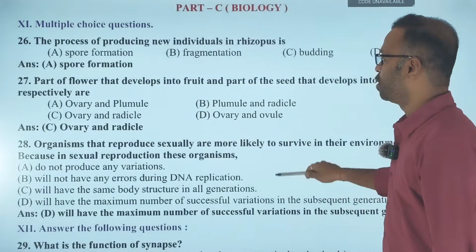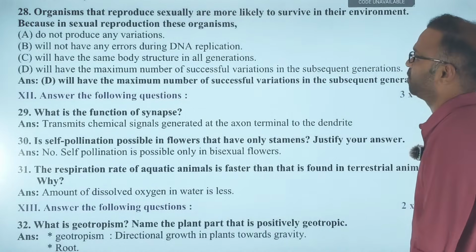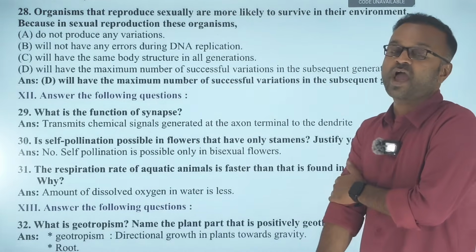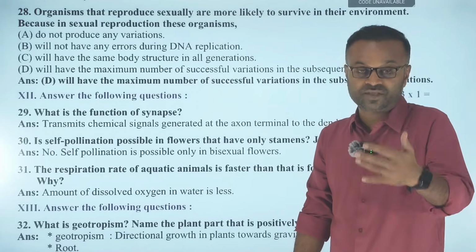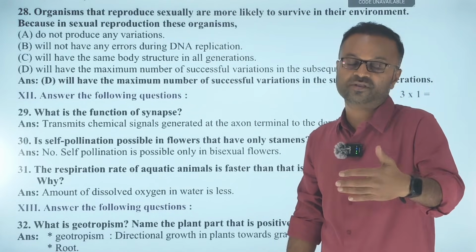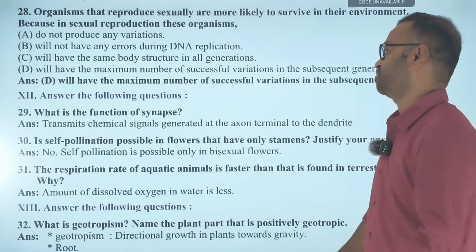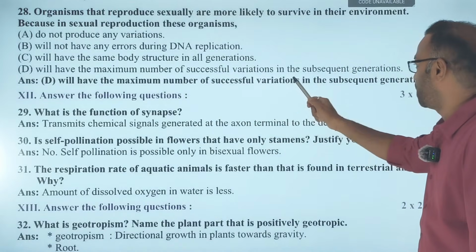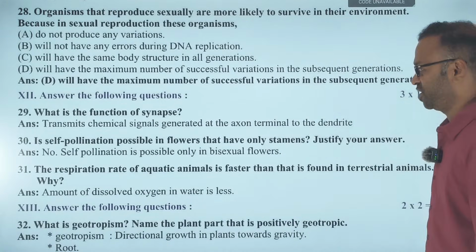Next question. Organisms that reproduce sexually are more likely to survive in their environment because in sexual reproduction, these organisms have a large number of successful variations. Because of this variation, there will be changes in body features which will be helpful for the adaptation of the organism to climatic changes. So the correct option is: will have the maximum number of successful variations in the subsequent generation, which leads to the variation and all.